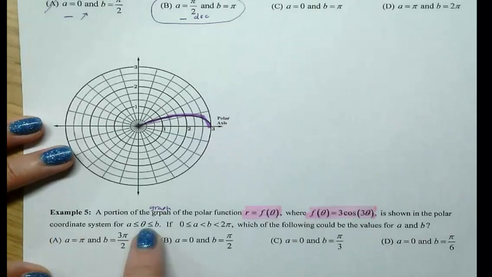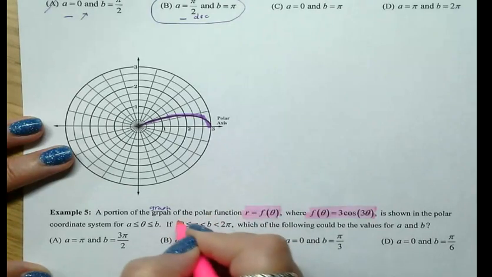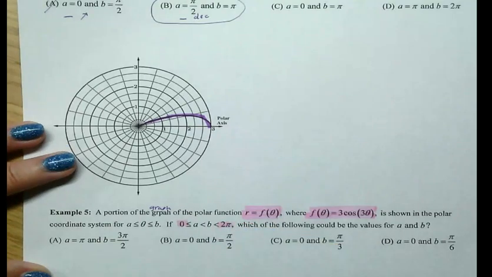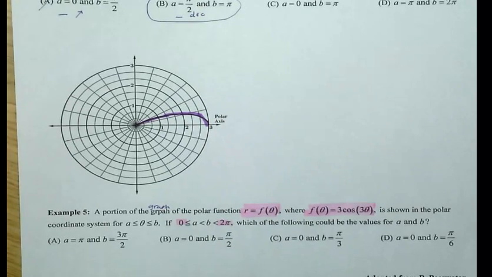And so again, we're looking at coordinates where a is less than theta, which is less than b, and 0 is less than a is less than b is less than 2 pi. So it tells us we're looking for one rotation there. What could be values for a and b? So we had a little practice graphing here.